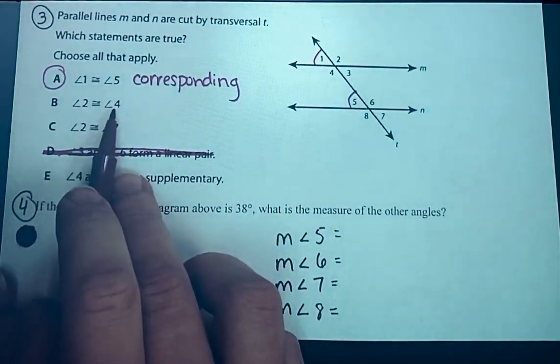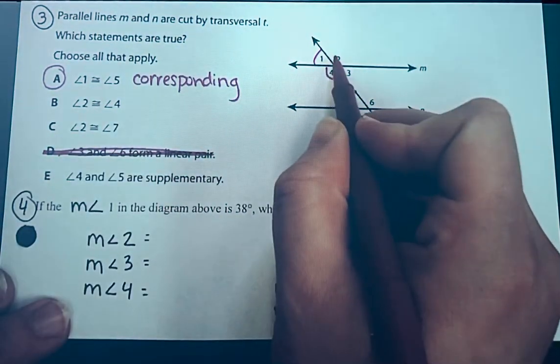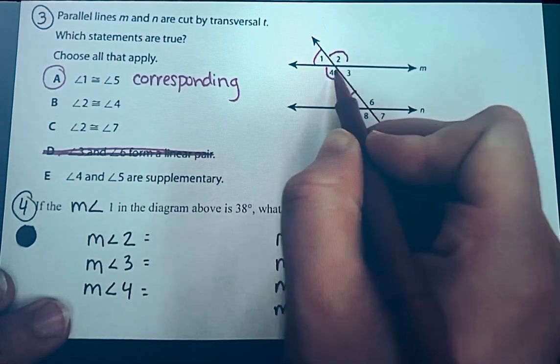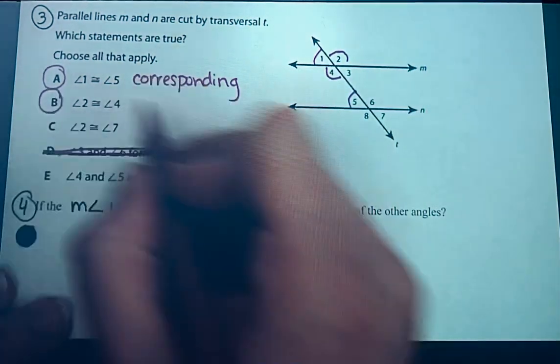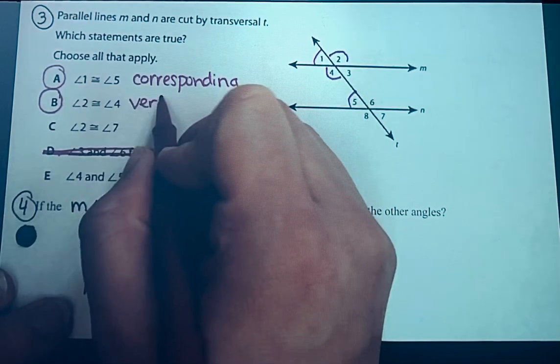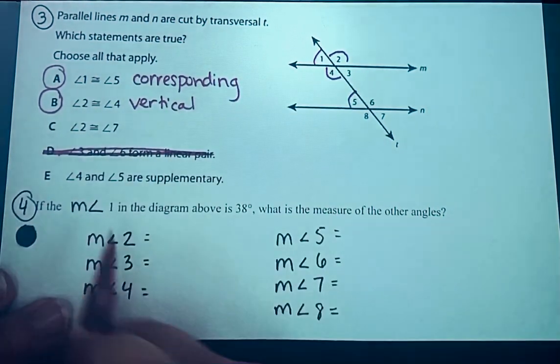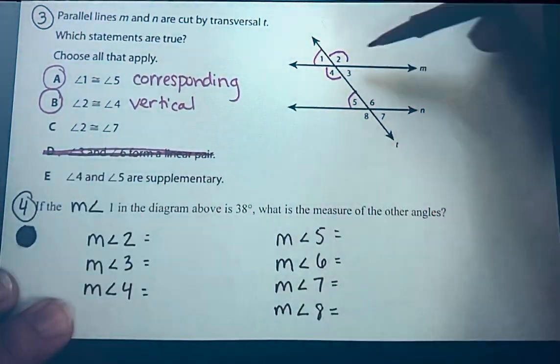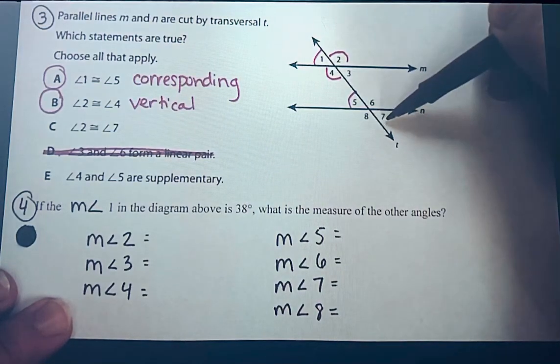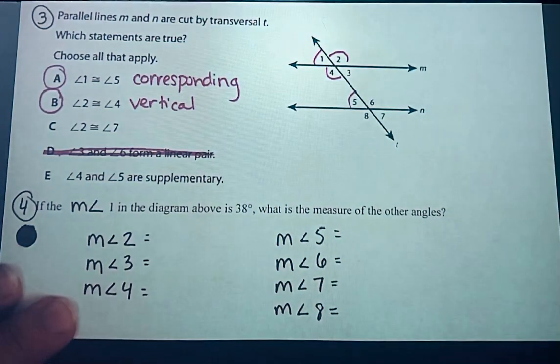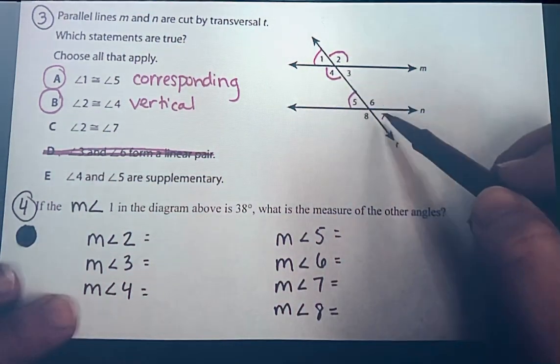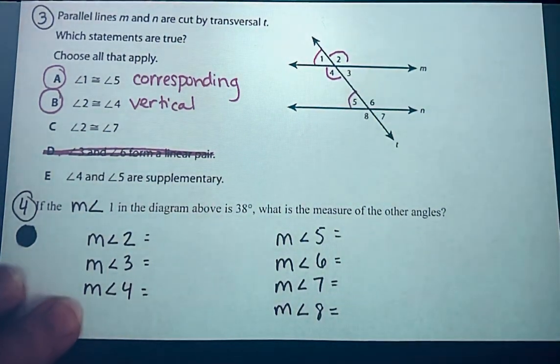Angle 2 and 4. These two angles are also congruent. They are vertical angles. Angle 2 and 7. 2 is here, 7 is here. It looks like they may be corresponding angles, but they are not. Angle 2 and angle 7 are not associated with one another at all, and they are definitely not congruent.